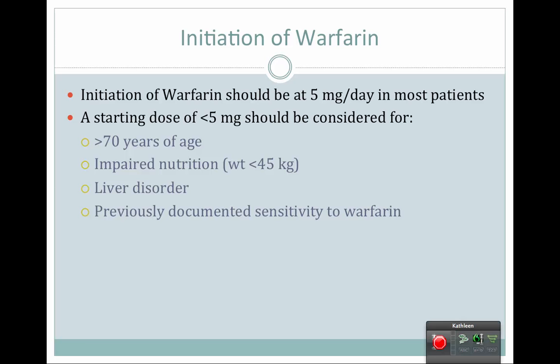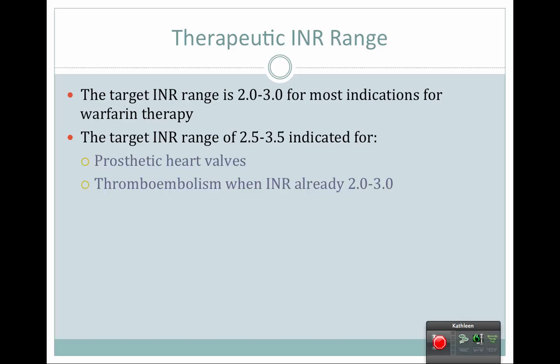Initiation of warfarin should be 5 milligrams a day in most patients, and again, that will be tweaked depending on what's going on with your patient. A starting dose of less than 5 milligrams should be considered for individuals greater than 70 years old, patients that weigh less than 45 kilos, patients that have liver disorder, and previously documented sensitivity to Coumadin.